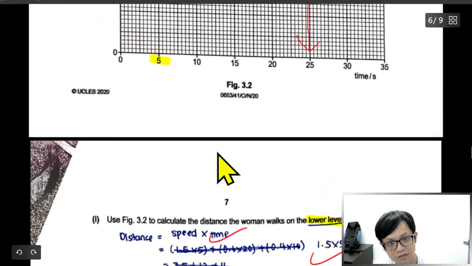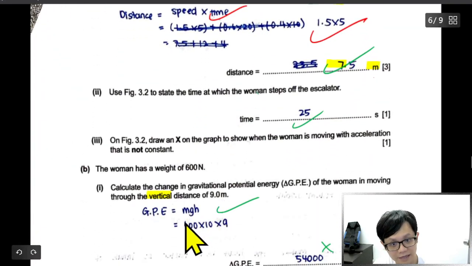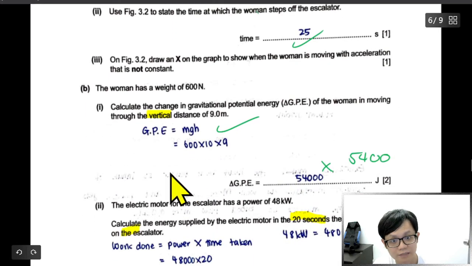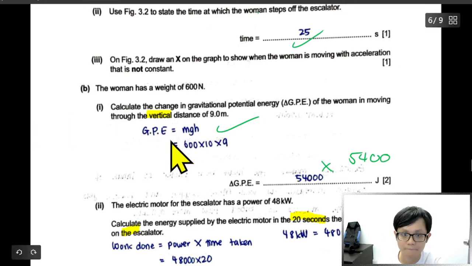So the student did wrong. Where did the student go wrong? Because it's mgh, so m is supposed to be what? 60. Yeah, because the unit of m is kg.